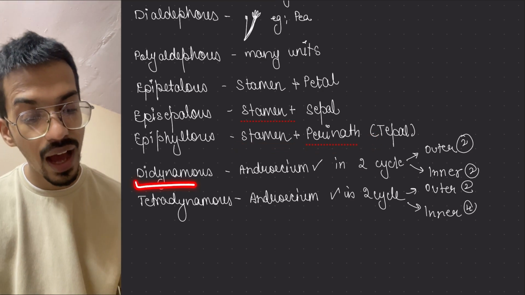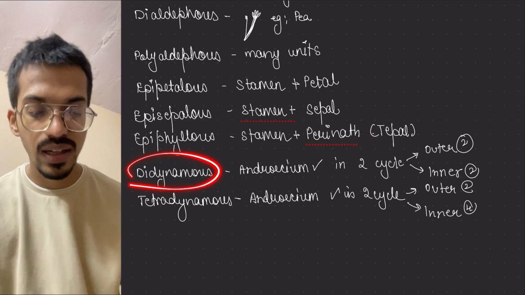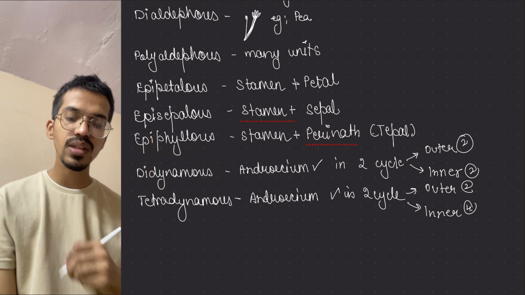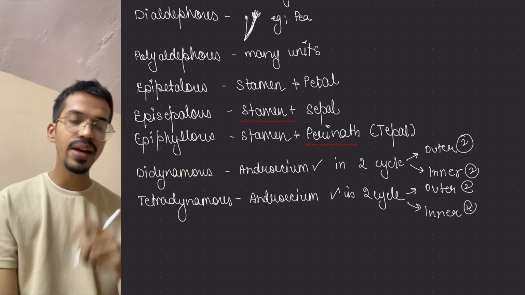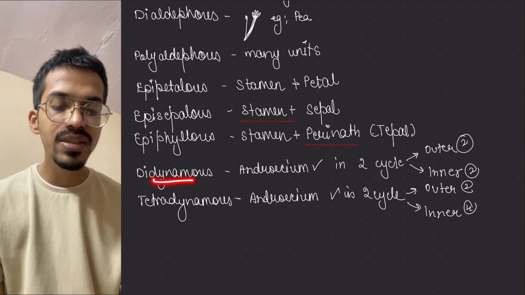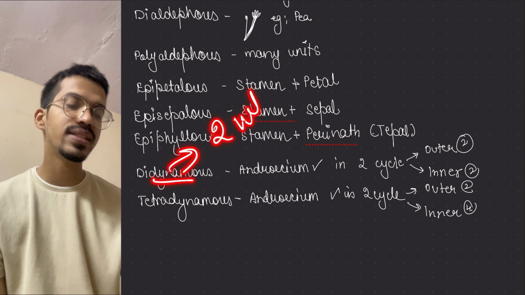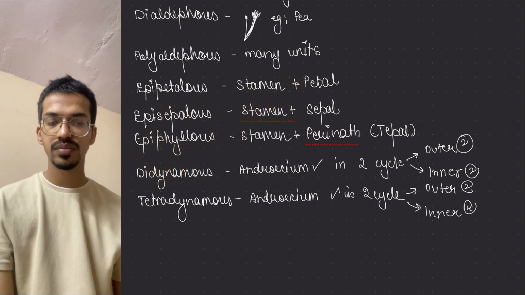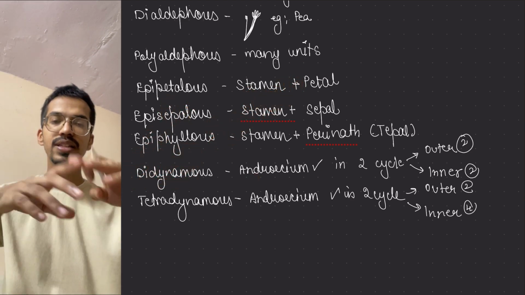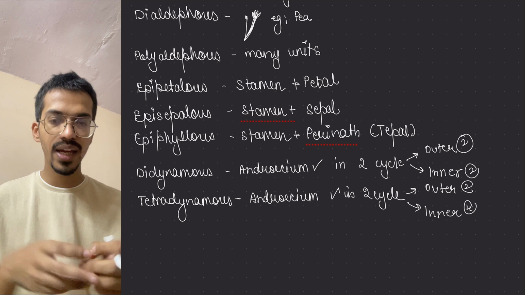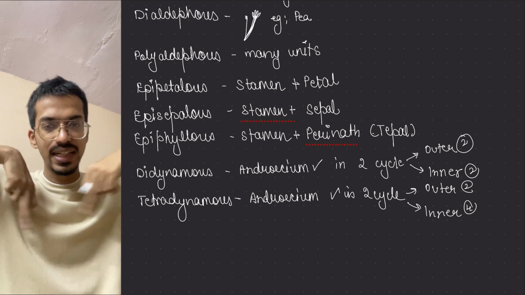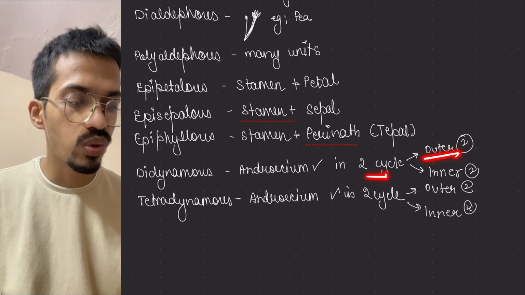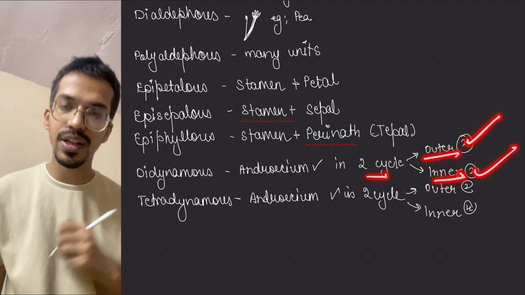Moving on, didynamous. Di means two and dynamous also means two. So didynamous means two whorls are present, each containing two. That means the androecium is present in two different circles, one the outer circle and the other the inner circle. Both circles have two anthers. So two circles are present, outer and inner, two outer present and two inner present.